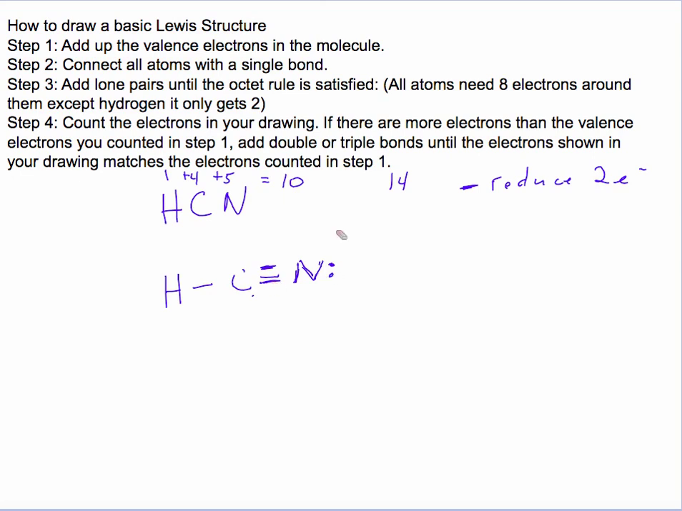Now, if I count 2, 4, 6, 8, 10, that's what I got. That's what I was supposed to get. Everything has the octet rule satisfied, so it's good to go. That's the right answer right there. Okay, that's it.